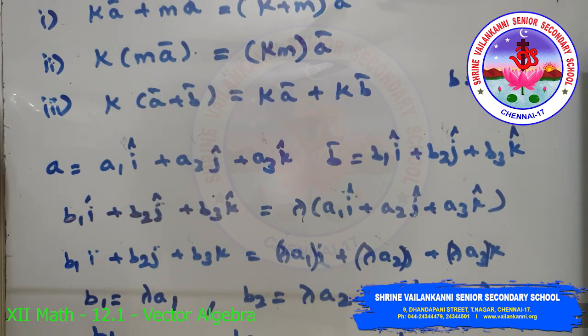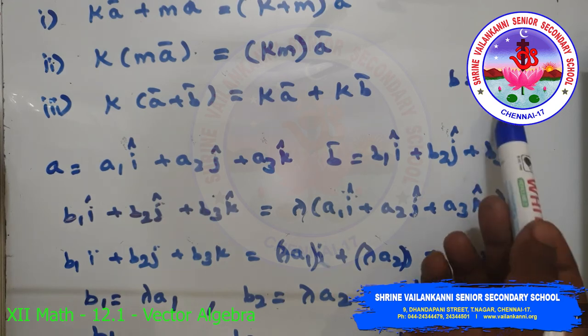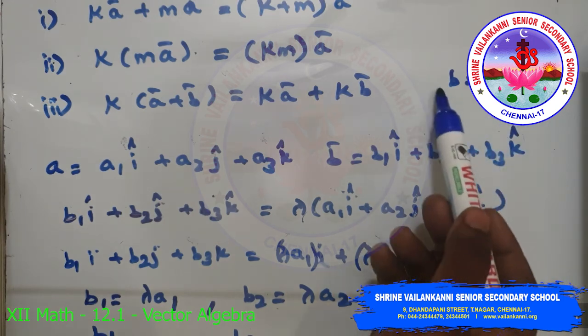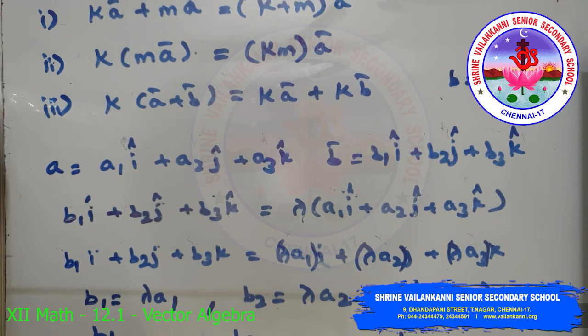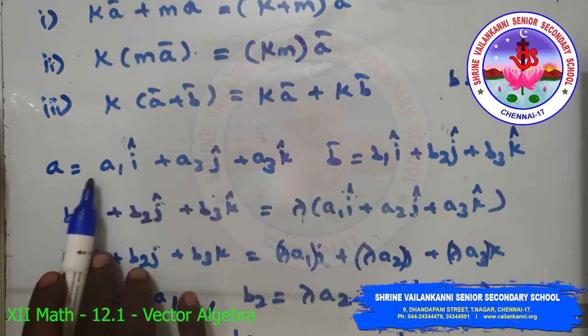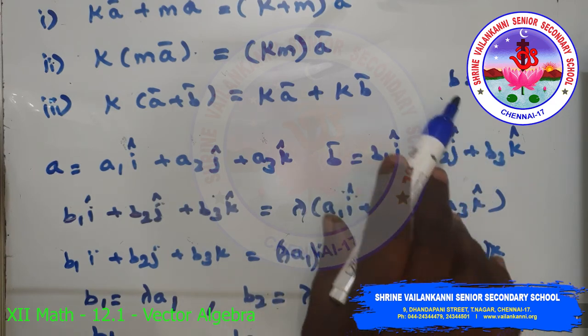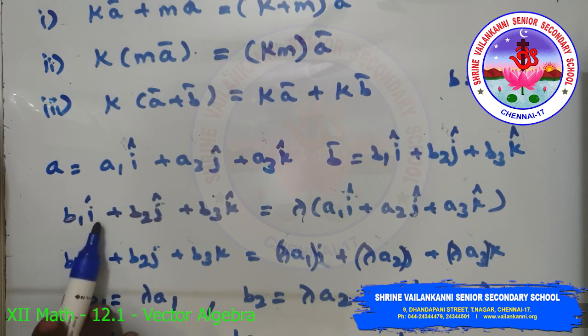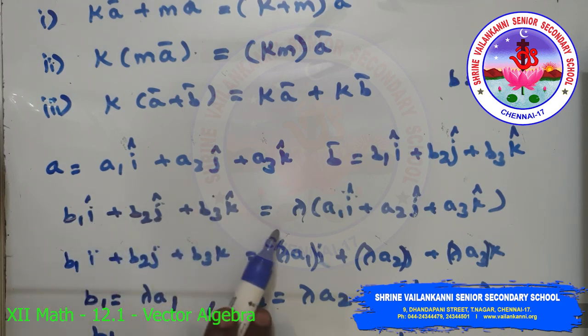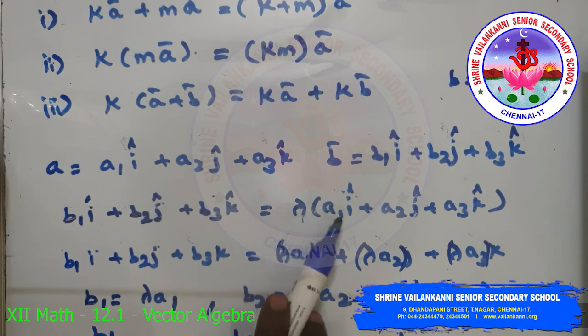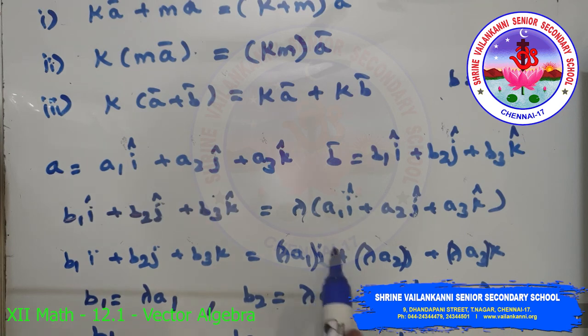We may observe that whatever be the value of lambda, the vector lambda A is always collinear to the vector A. Two vectors A and B are collinear if and only if there exists a non-zero scalar lambda such that B equal to lambda into A. If the vectors A and B are given in the component form, that is A equal to a1i plus a2j plus a3k and B equal to b1i plus b2j plus b3k, then it can be written in the form B equal to lambda into A. That is, b1i plus b2j plus b3k is equal to lambda into (a1i plus a2j plus a3k), which is equal to lambda a1 into i plus lambda a2 into j plus lambda a3 into k.